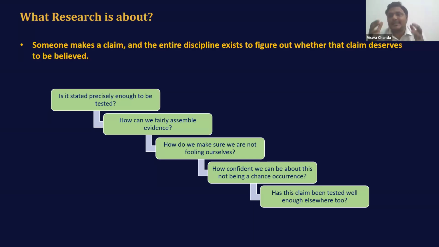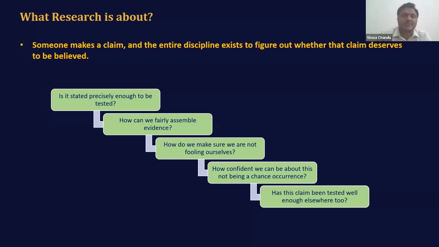This is the entire skeleton around which quantitative research is built. I am being very explicit in stating that it is quantitative research, so we are not entering the qualitative domain. In quantitative research, first we ask about a hypothesis, so we are talking about variables and the data itself. Then, how can we fairly assemble evidence? How do we make sure we are not fooling ourselves? Under bias and confounding, you discuss restriction, matching, randomization, multivariate modeling, drawing directed acyclic graphs, all those things. Today we are focused more on the second and the fourth question: how can we fairly assemble evidence, and how confident can we be that this is not a chance occurrence?